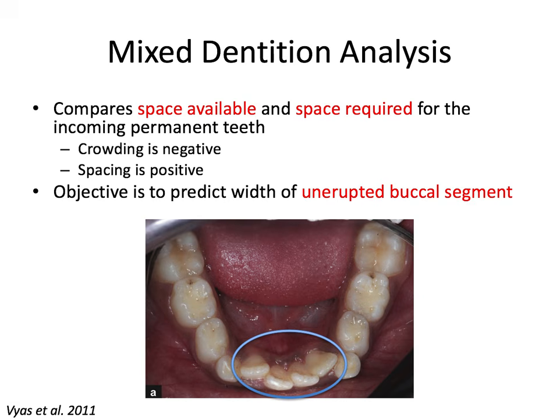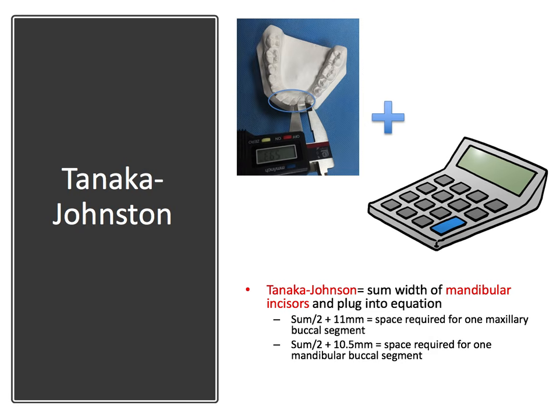No matter what analysis you use, you want to have this sort of presentation. You want the lower incisors to be already erupted, and the rest can be either primary or permanent. But this is what you're looking for, those lower 4 incisors to be erupted, and we'll talk about why that is. So the first one is the Tanaka-Johnston mixed dentition space analysis, and this involves the sum of the width of those mandibular incisors, and then you plug that into a simple math equation.